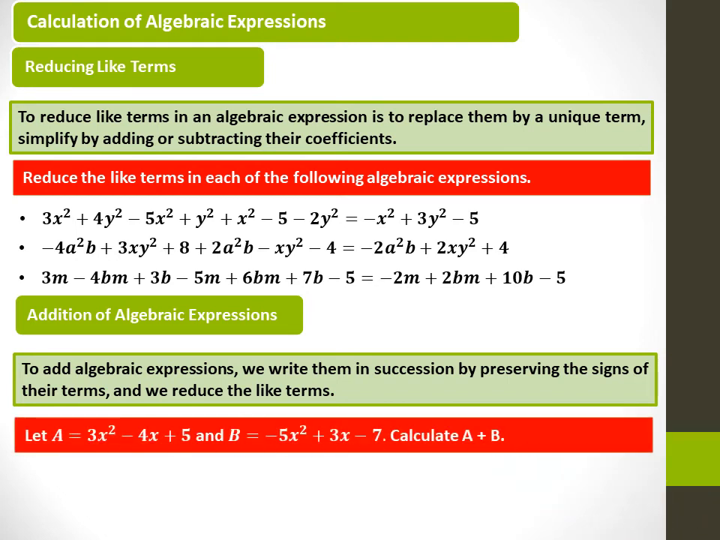Let's calculate a plus b. A plus b equals 3x to the power of 2 minus 4x plus 5 minus 5x to the power of 2 plus 3x minus 7. The answer is negative 2x to the power of 2 minus x minus 2.